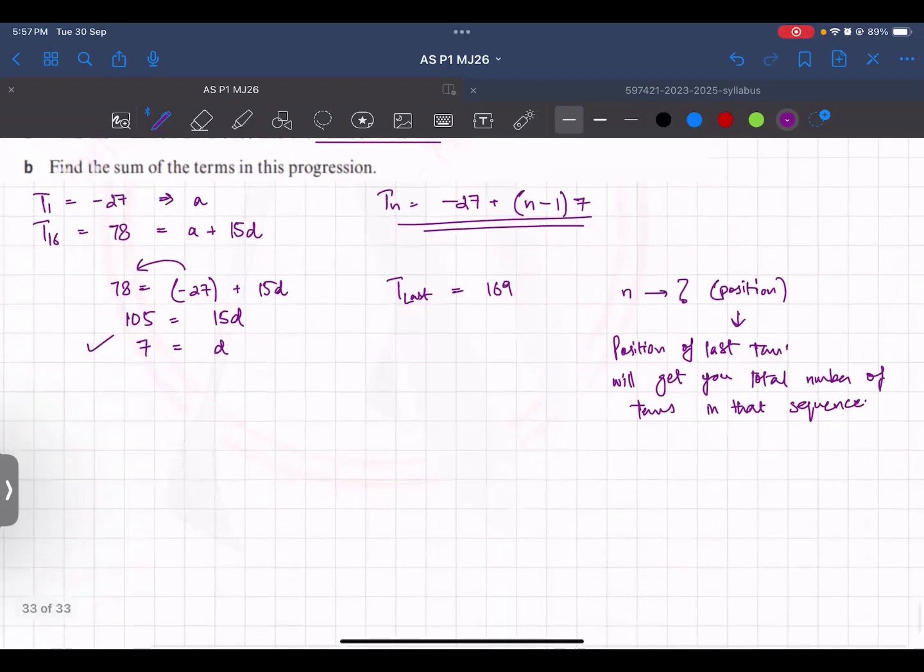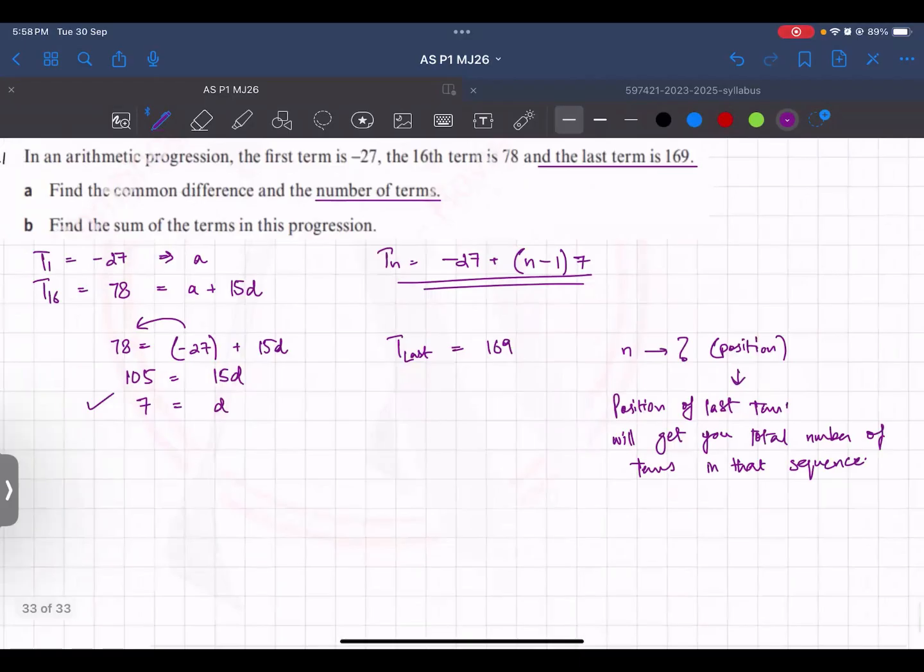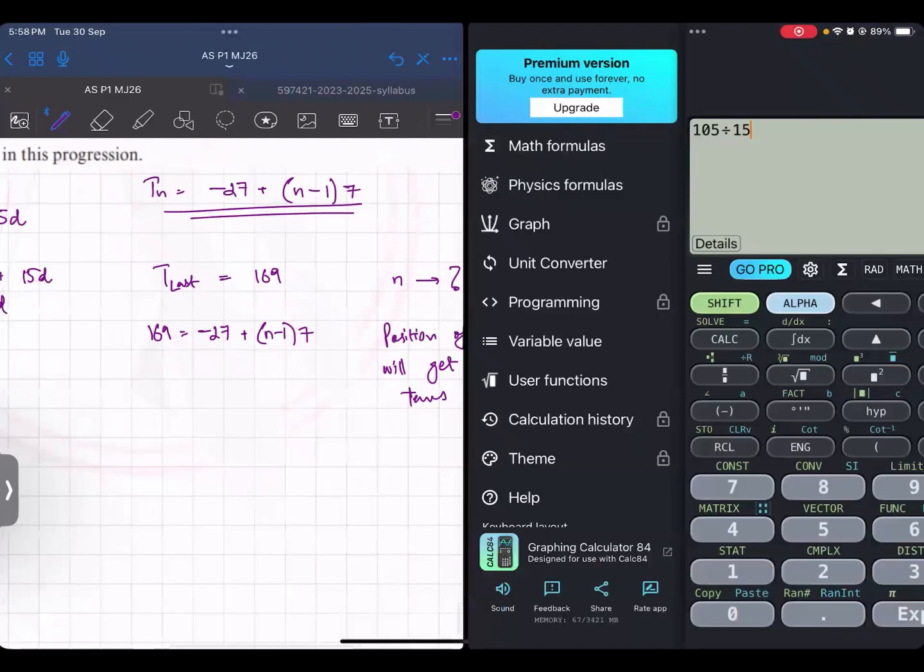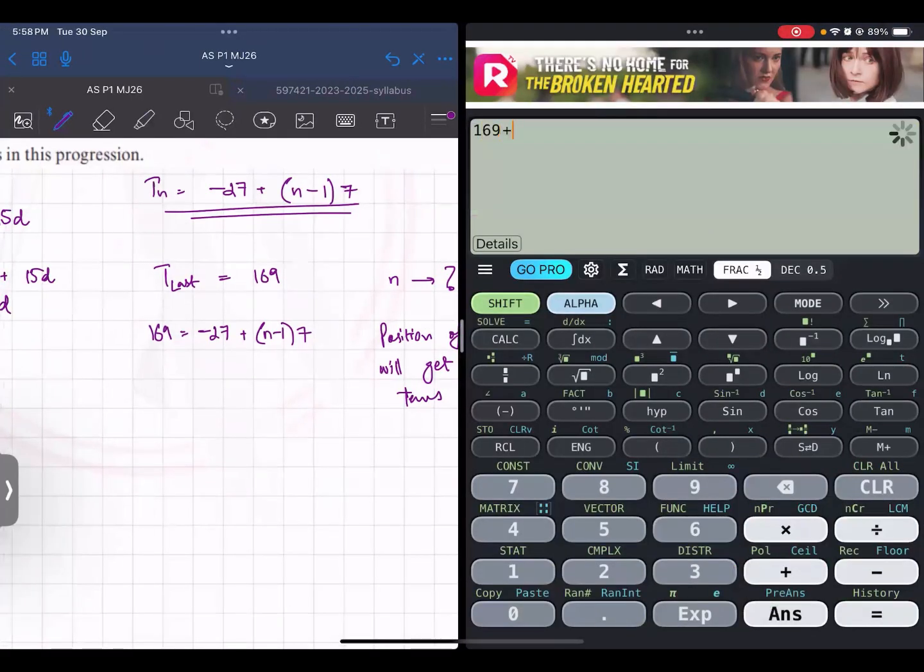So we don't know the value of n. If we find the value of n for this last term, which is 169, then 169 is equal to minus 27 plus n minus 1 into 7. So minus 27 would go over there and become plus. So 169 plus 27, this is 196, is equal to n minus 1 into d.